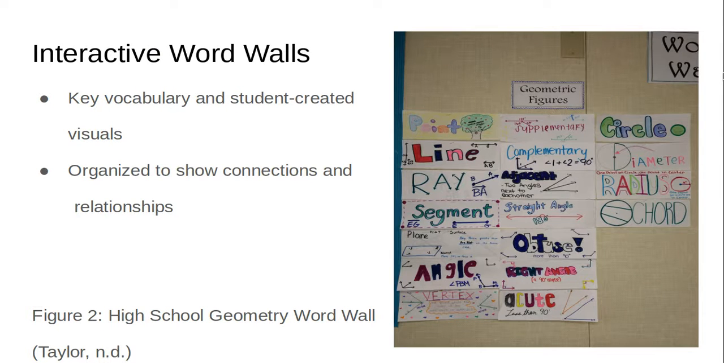The second strategy I'll be talking about today is the interactive word wall. Speaking broadly, a word wall consists of key vocabulary organized and displayed. An interactive word wall differs from a traditional word wall in that, in addition to the words, it also includes student-created visuals for each word. Ideally, the words are categorized and organized in a way that demonstrates the relationships and connections between them.